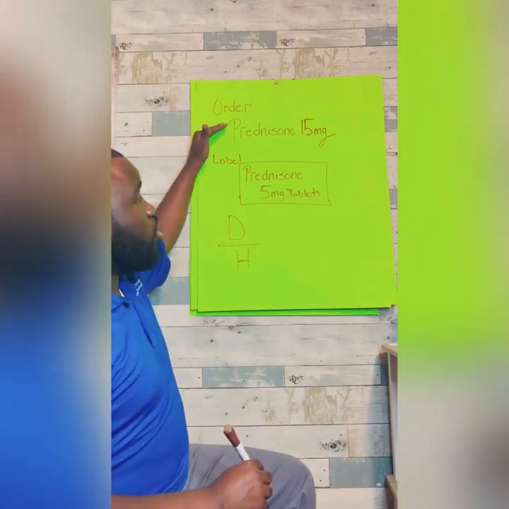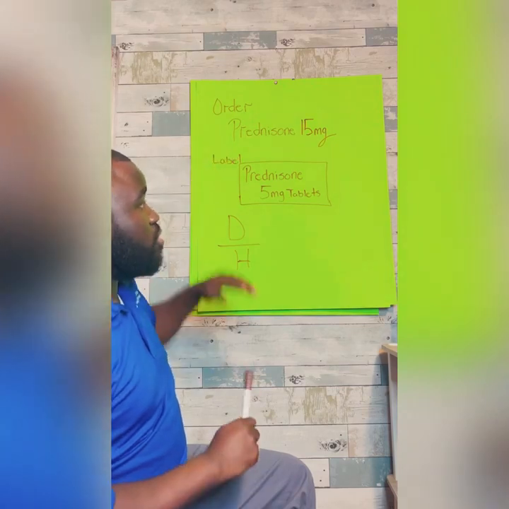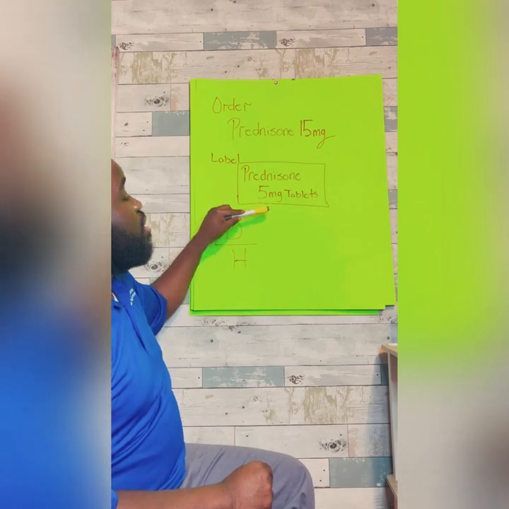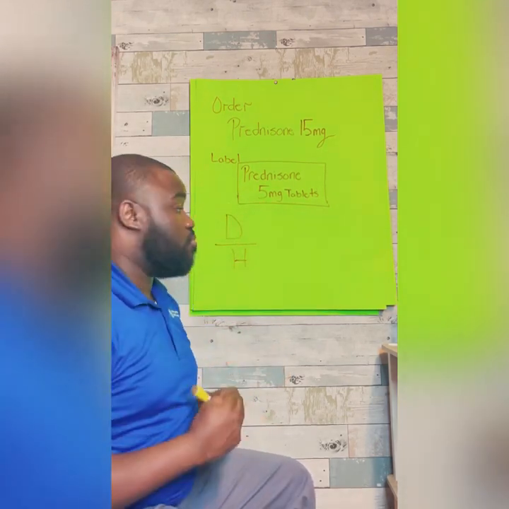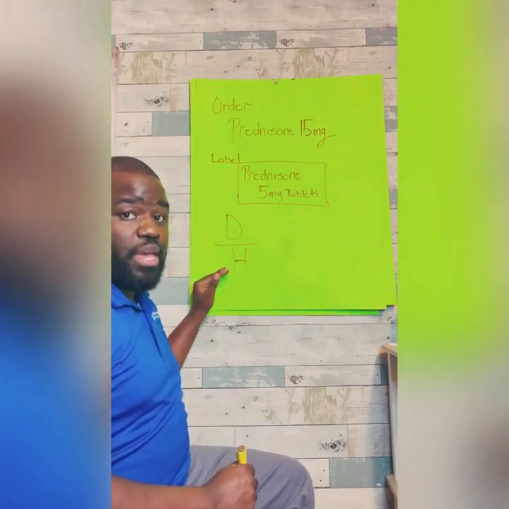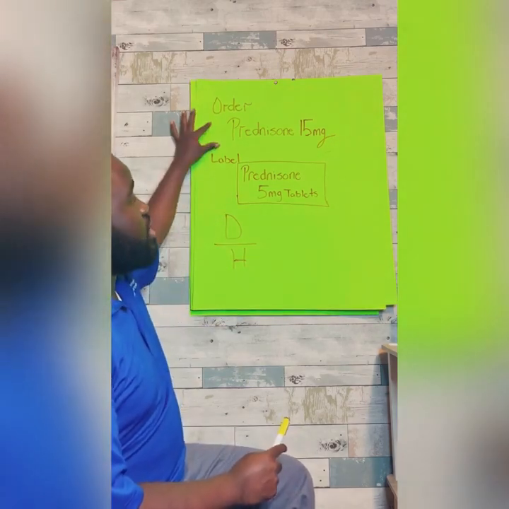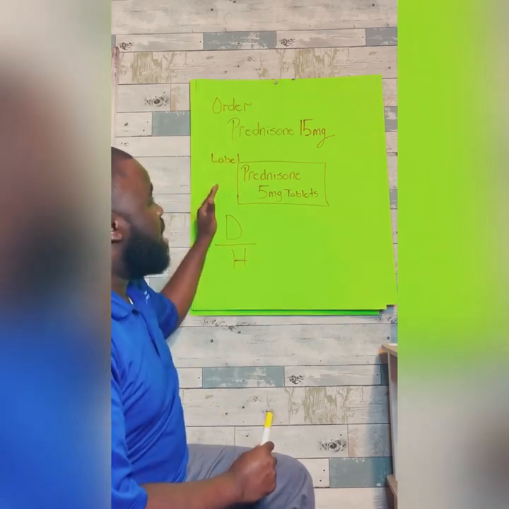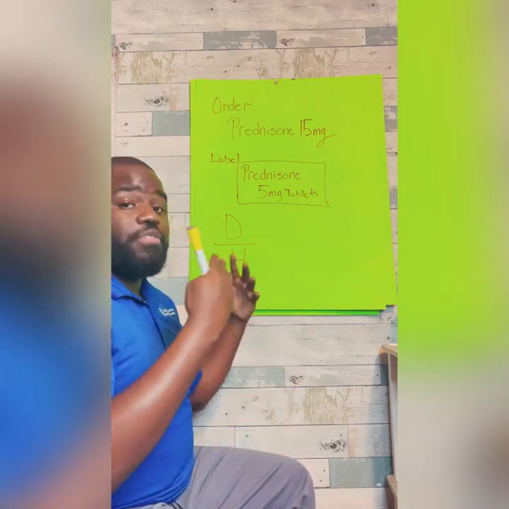So make sure that your order matches. We see that it says prednisone, our label says prednisone, our unit of measure is milligrams, and our unit of measure is milligrams down here. Now we can calculate our dose. Remember, we're going to use the measurement desired over half. All right, so let's start off trying to calculate this problem. The doctor has ordered prednisone 15 milligrams. What we have on hand is prednisone 5 milligrams. How many tablets would you give the patient?